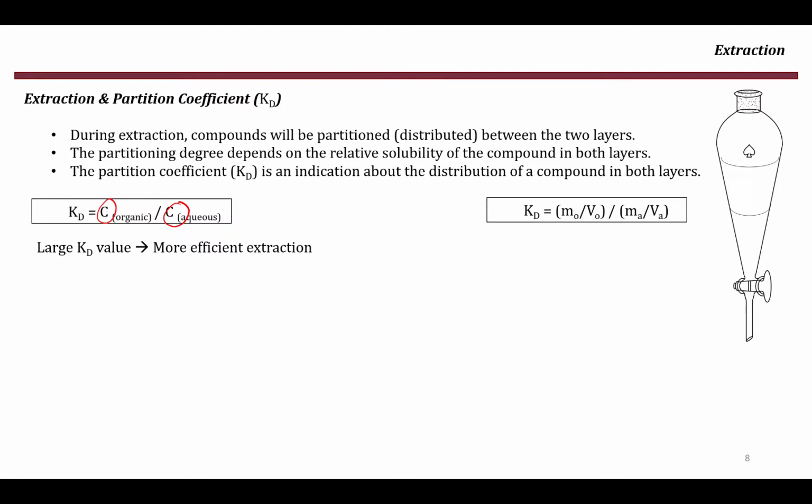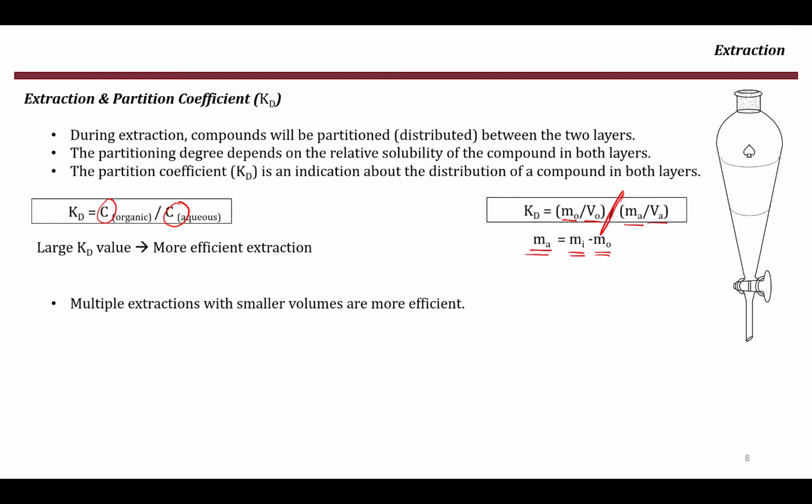We can also write the equation in a different way. We can express it in the form of the mass of the compound in the organic layer divided by the volume of the organic layer, and this is divided by the mass of the compound in the aqueous layer over the volume of the aqueous layer. We will use this equation a lot in our calculations in the next slides. And remember always that the mass in the aqueous layer is always equal to the initial mass of the compound minus its mass in the organic layer.